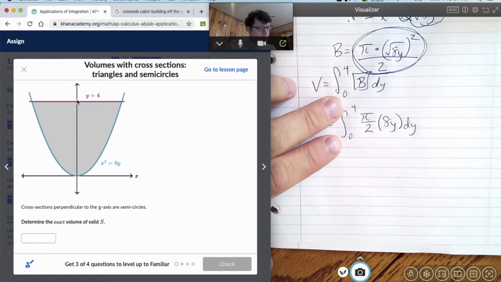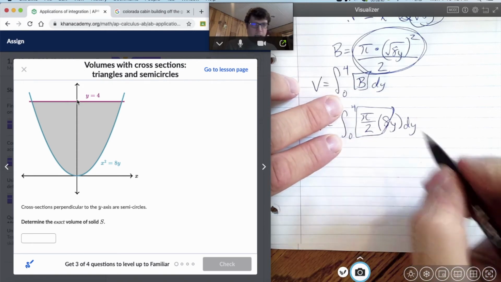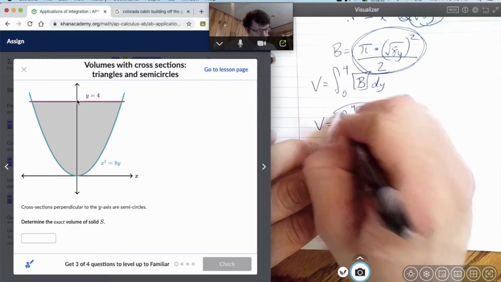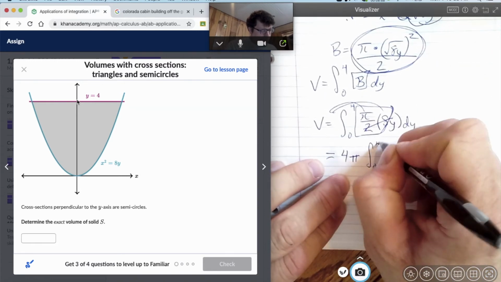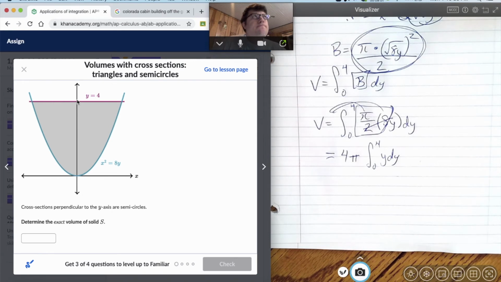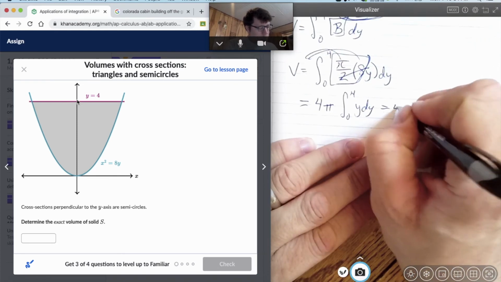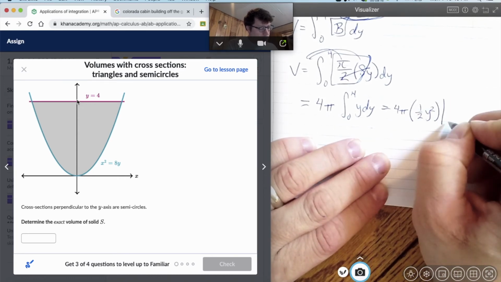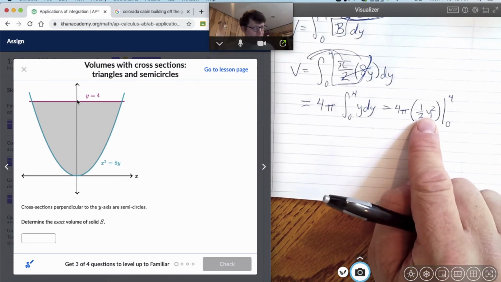I can do some simplifying with pi over 2 times 8. I mean, 8 over 2 is 4, and pop that out. So we really are talking about 4 pi times the integral from 0 to 4 of y dy. The integral of y is 1/2 y squared. So no more integral symbol needed. Now we're going to write 4 pi times 1/2 y squared from 0 to 4. No more integral because this 1/2 y squared is the antiderivative of y.